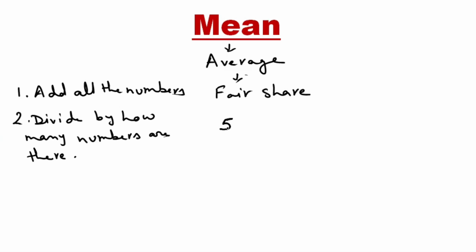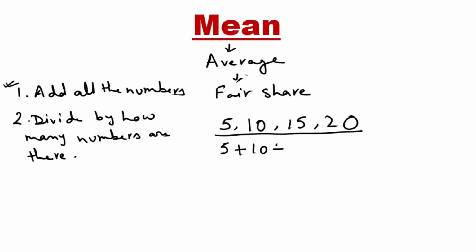Let's say 5, 10, 15 and 20, and it says find the mean of these numbers. So how can we find the mean? First, what do we have to do? We have to add all of these numbers. So we have to add 5 plus 10 plus 15 plus 20. It will become 50. Okay.